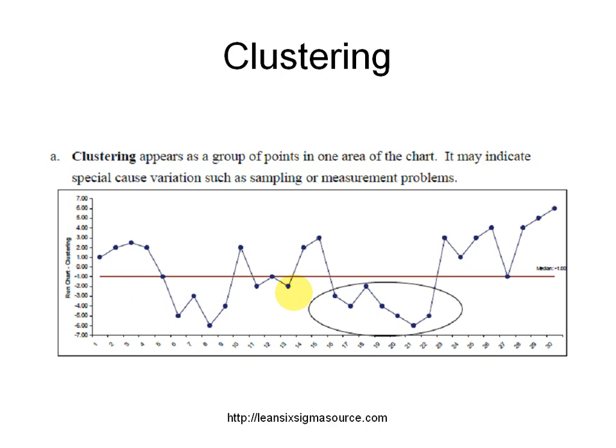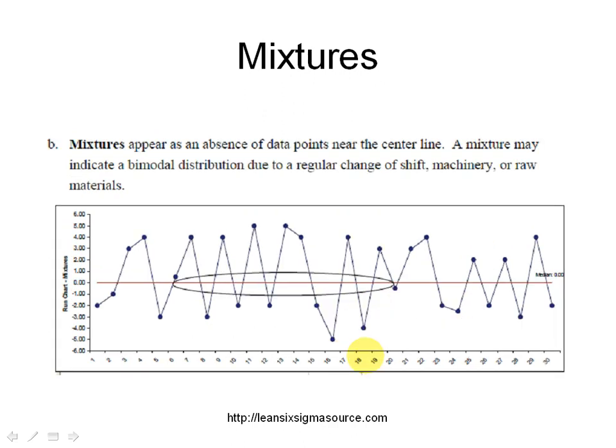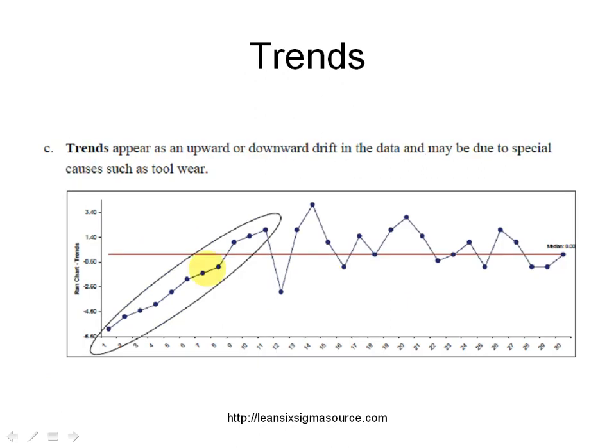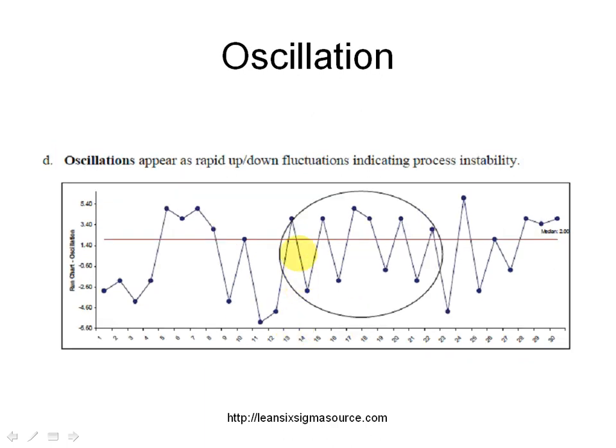Let me show you examples of each. Clustering, as you can see here, is when you have a group of data points clustered together. Mixtures is where you don't have any data points near the center line. You can see from data point 7 to data point about 19, there are no points near the center line. Or trends, where you have a set of data plots trending up, or they could be trending down. And then oscillations is when you have sharp changes in the data plots, where one minute it's up, one minute it's down, so you can see that it's cycling here. Sometimes they call it cycling.